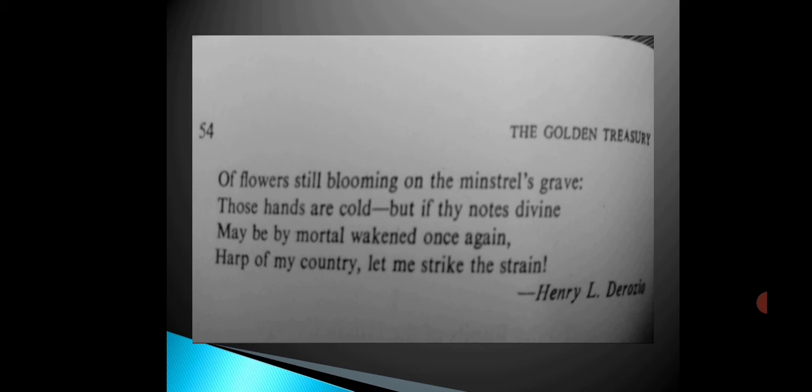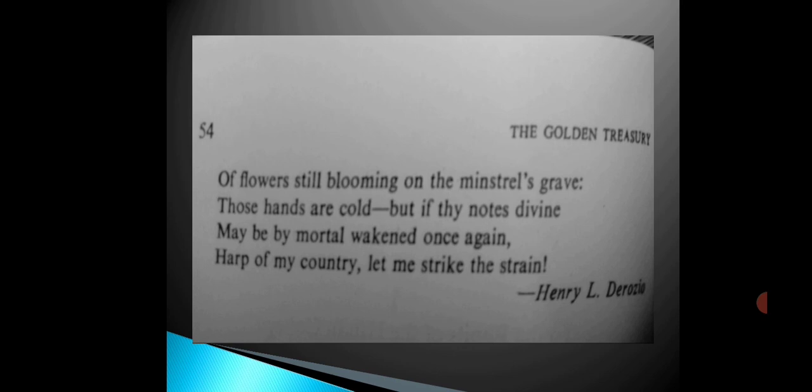That starts from "But if thy notes divine may by mortal be awakened once again, harp of my country, let me strike that strain." In this portion, the poet gives another hopeful twist. He says that he can rejuvenate Indian English poetry once again. So the octave gives a kind of decaying picture, but from the sestet the decaying picture is totally contradicted. Firstly, by the glorious or sunny days of the past, and then by the poet's vision of a hopeful future. So after the octave comes the volta.